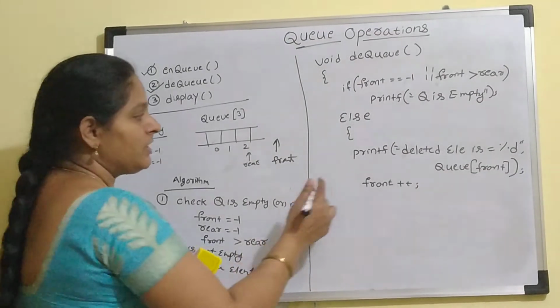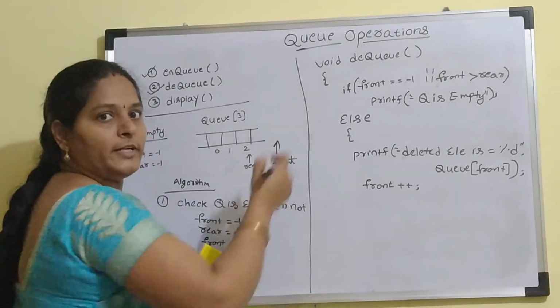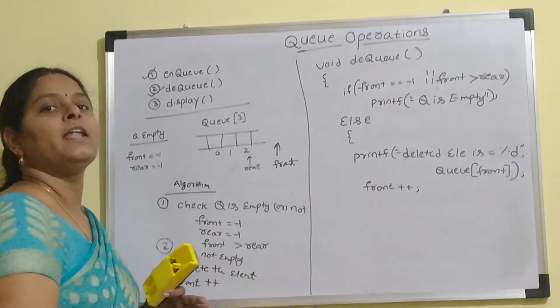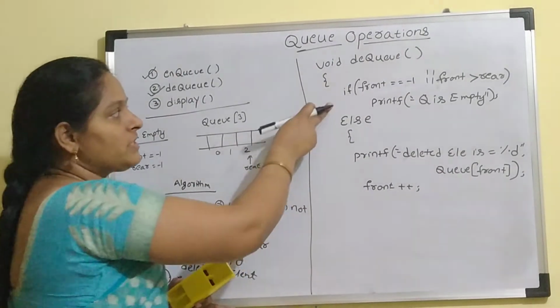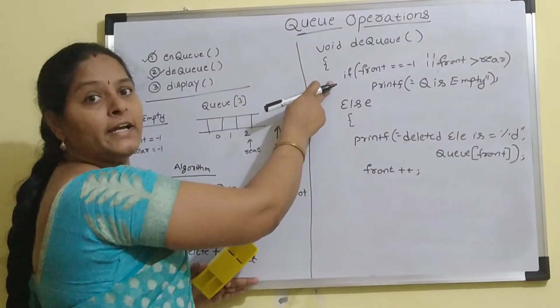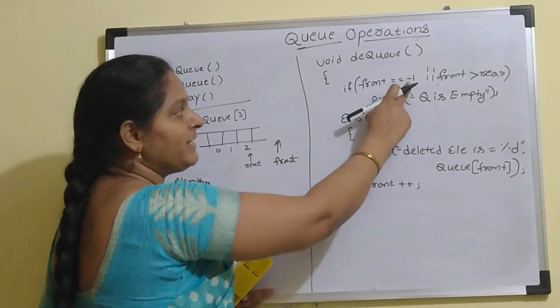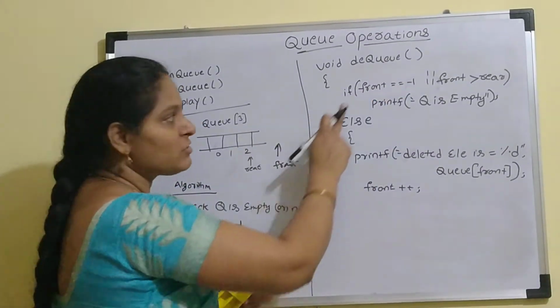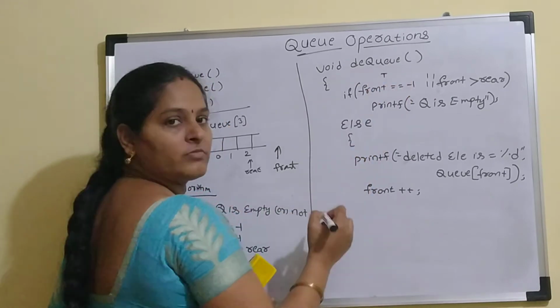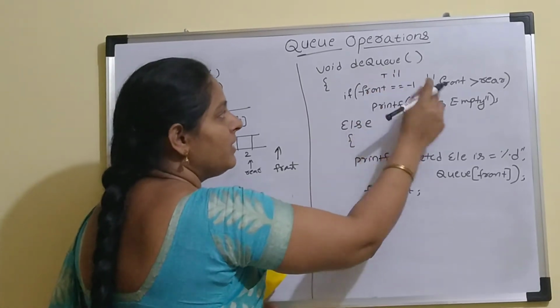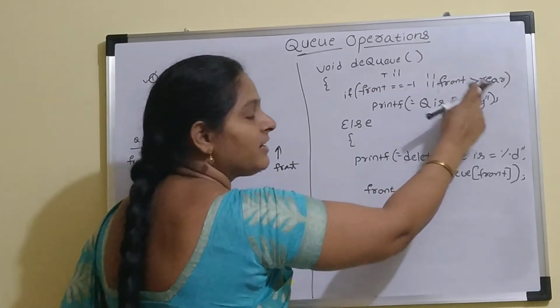Right? Now see the next iteration. Now I want to delete one more element. First I need to check whether the queue is full or not. So here the condition is front equal to -1. Front is not -1, so this condition is true. Okay. Or here, next condition, front greater than rear.